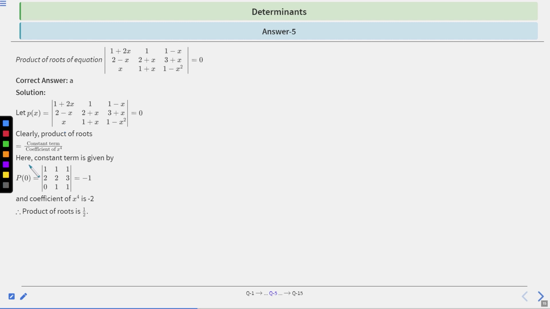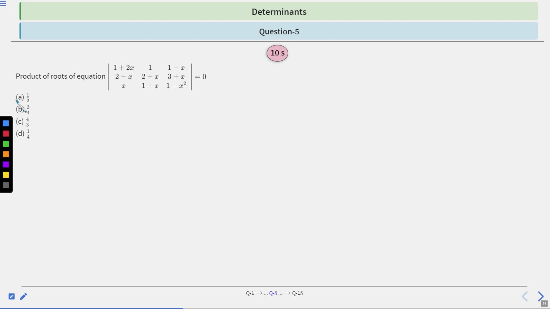Now let's calculate the constant term. How can we find the constant term? By putting the value of x equal to 0, right? So P(0) is 1 1 1, 2 2 3 and 0 1 1, and the determinant value of which is equal to minus 1. So the constant term is minus 1, and the coefficient of x to the power 4 is basically minus 2, right? So the product of roots is minus 1 upon minus 2, which is 1 by 2. Clear? So option A is the right choice. 1 by 2.